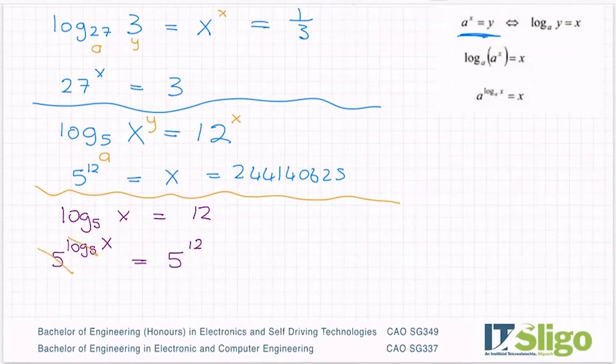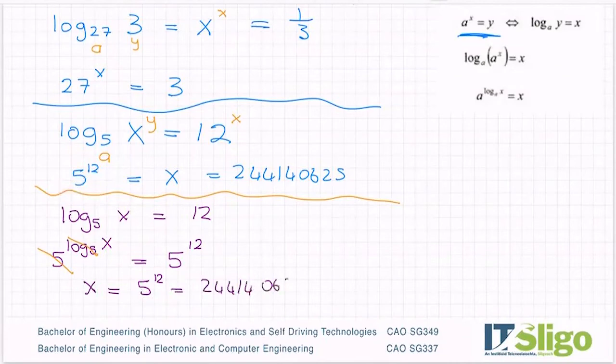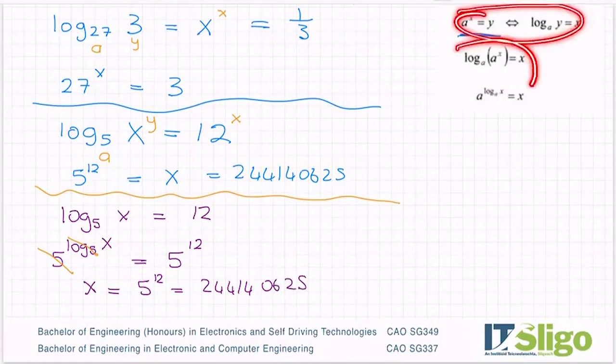So just on the left, you're left with x, and you have to, I suppose, suffer the consequences of the right. But you can see you get 5 to the 12 just like we did above, and we're going to get the same answer. So again, it's whichever one you prefer, the switch or these two here.